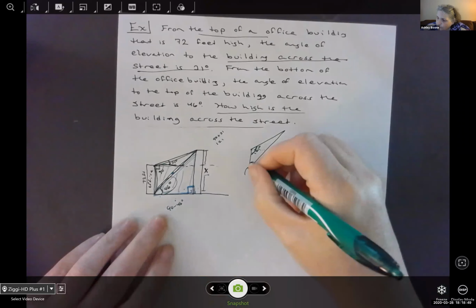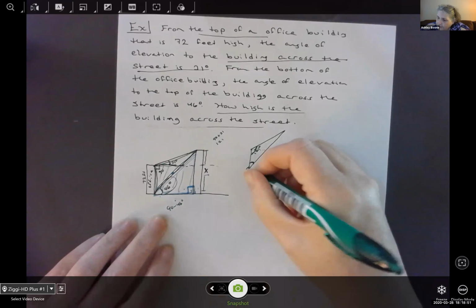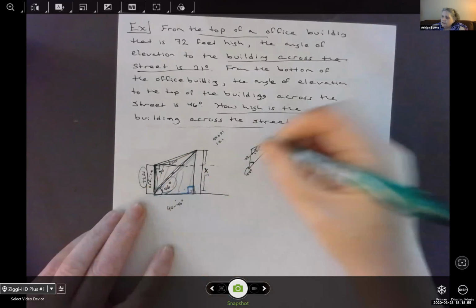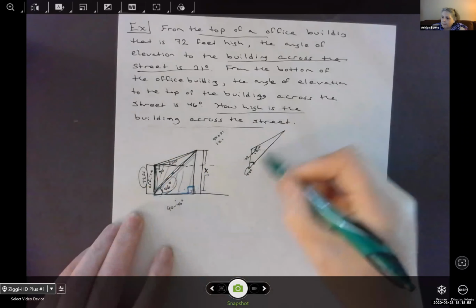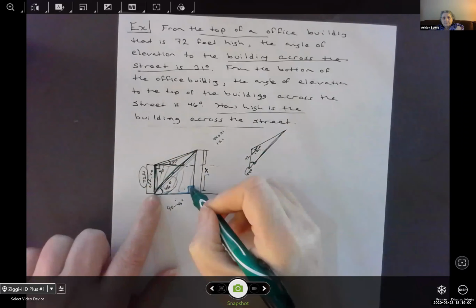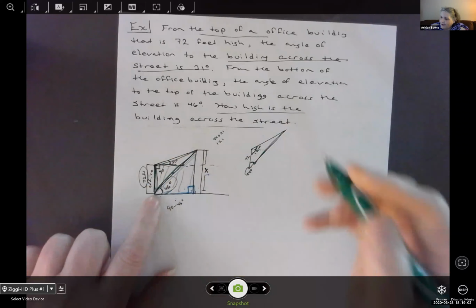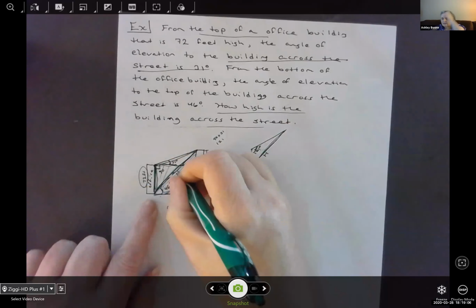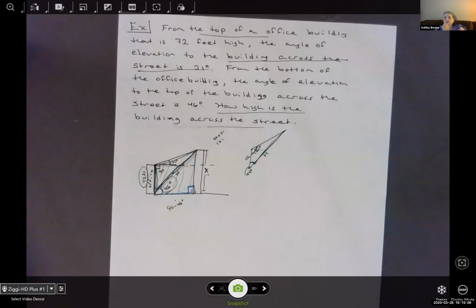That's going to be 44 degrees. And we know this side, because that's 72 feet. Notice this side right here is the hypotenuse of the angle below. So if I could find this guy, I'm going to call it H because it's the hypotenuse of this lower angle, then I'd be in good shape to use ratios from the angle that's lower.